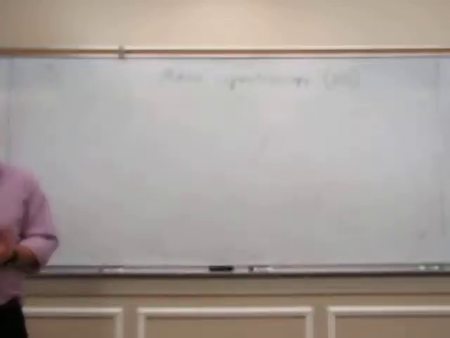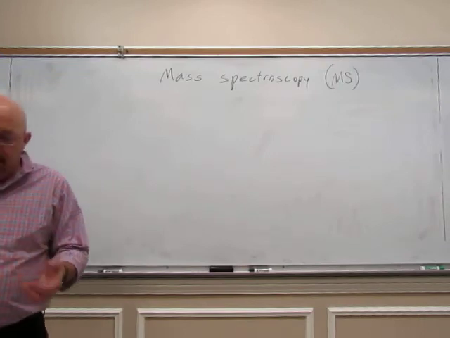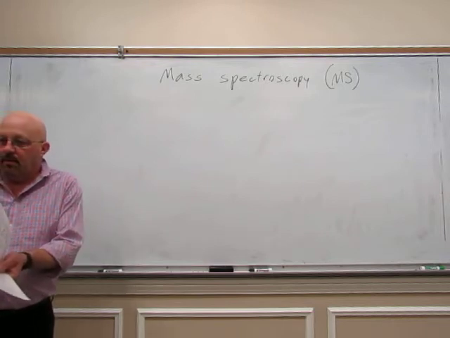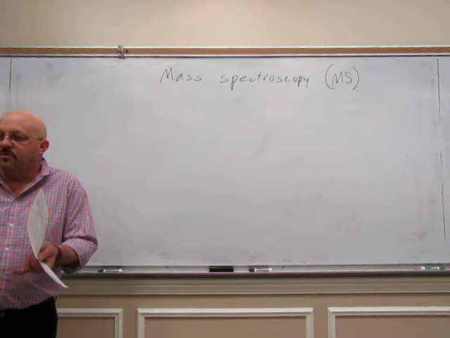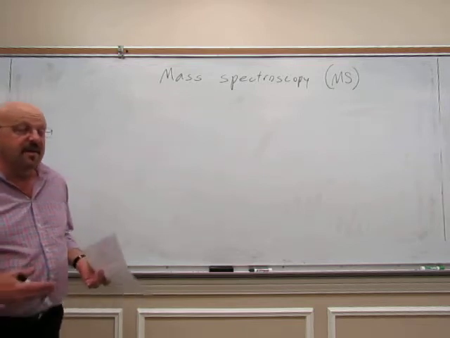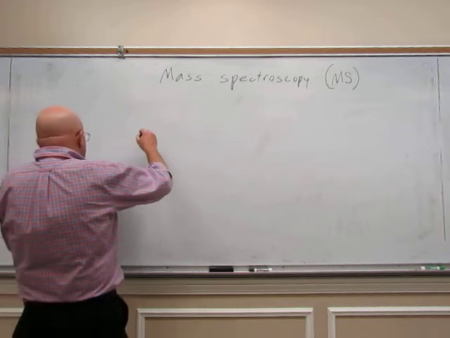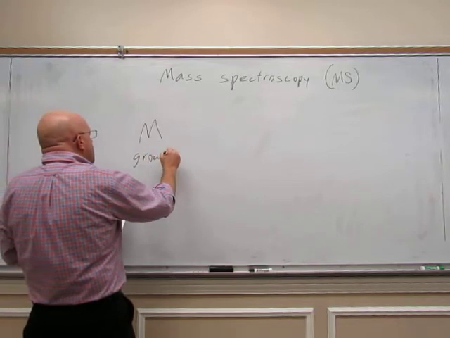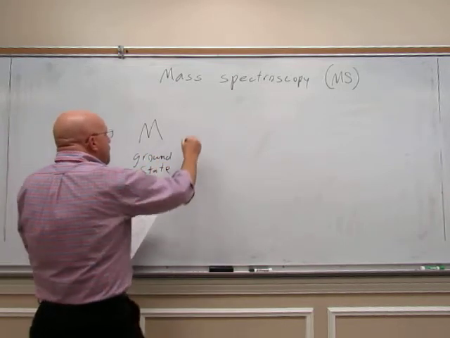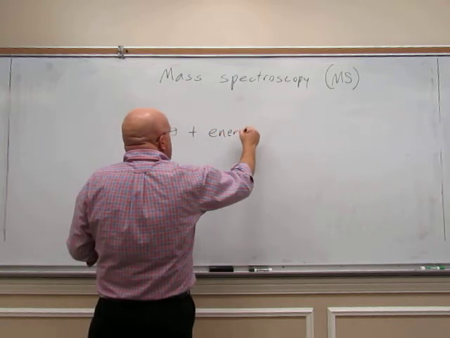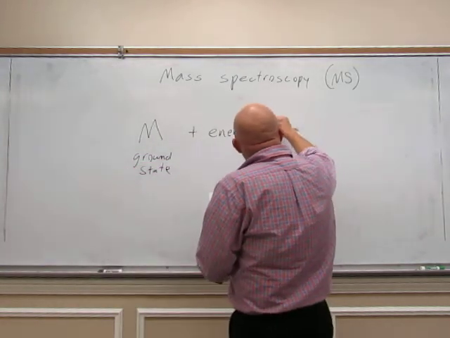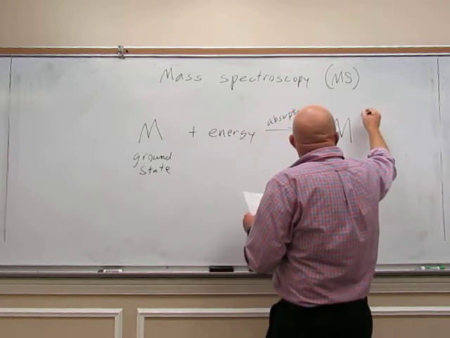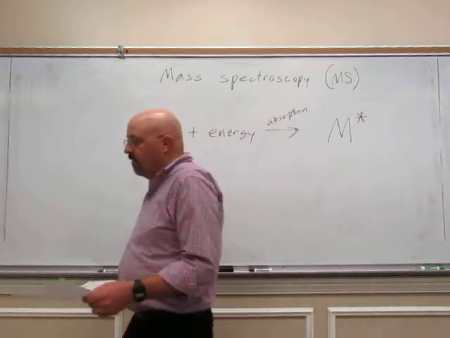I talked a little bit in the lecture about UV vis spectroscopy, and mass spec works on the same principle. In UV vis, the molecule soaks up ultraviolet and visible light and goes to some excited state. That's basically what's happening with mass spec. Almost every instrument, you start with some ground state, and we apply some type of energy, and it absorbs that energy and goes to some excited state. I'll put a little asterisk there for an excited state.